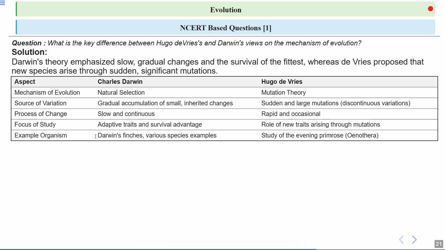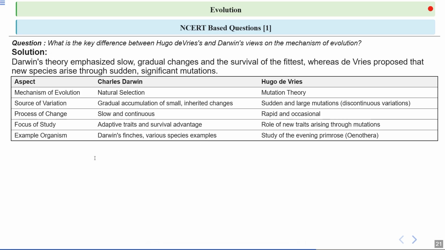Now, what is the process of change in the case of Charles Darwin? It is slow and continuous. So evolution is very slow. It is a gradual process. These changes occur very slowly, but it is continuous. In the case of Hugo de Vries, these changes are very rapid and occasional. Then for Charles Darwin, what was the focus of study? Adaptive traits and survival advantage. And in the case of Hugo de Vries, the focus of study was the role of new traits arising through mutations. Hugo de Vries said mutation can give rise to new phenotypes.